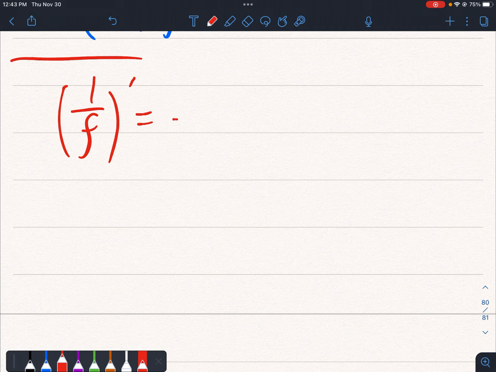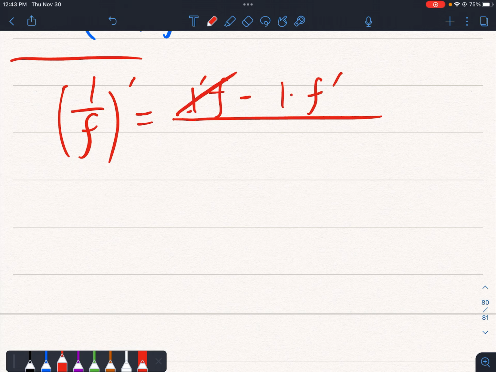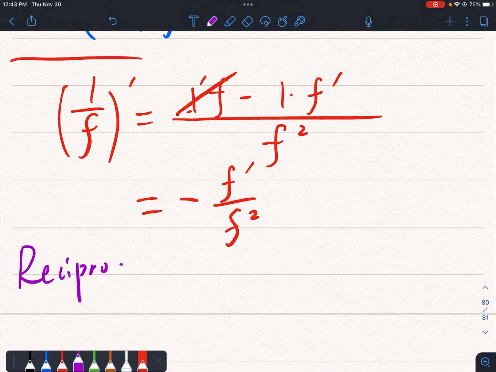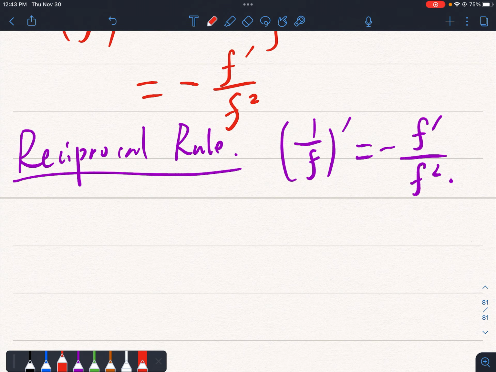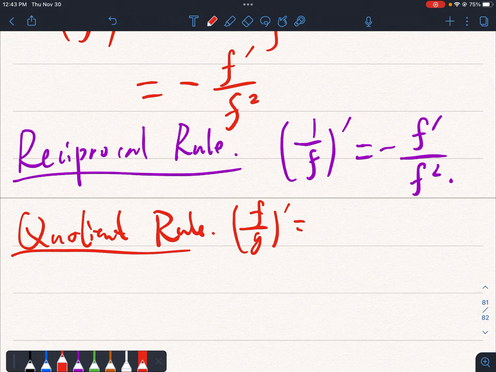So the reciprocal rule, which I haven't talked about, but you can just think about this 1 as the constant function 1. So if you want to derive it from the quotient rule, then it's 1 prime, which is 0, times f, minus 1 times f prime. So this is 0 minus f prime, and then divided by f squared. So this is minus f prime over f squared. So this is called the reciprocal rule. It can be deduced from the quotient rule, but also it can be used to prove the quotient rule. So the reciprocal rule says that the derivative of 1 over f is equal to minus f prime over f squared. So you can actually use the reciprocal rule together with the product rule to prove the quotient rule.